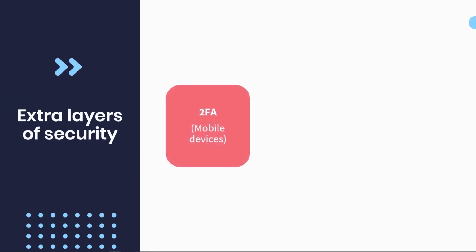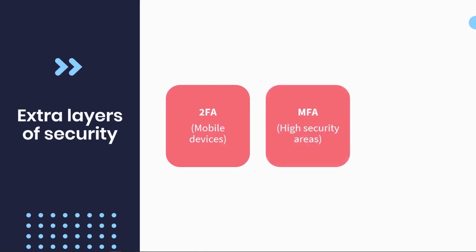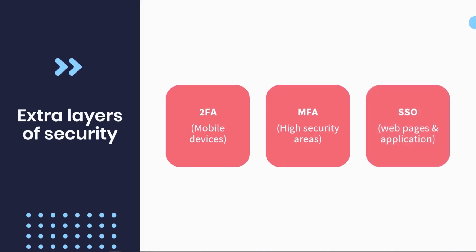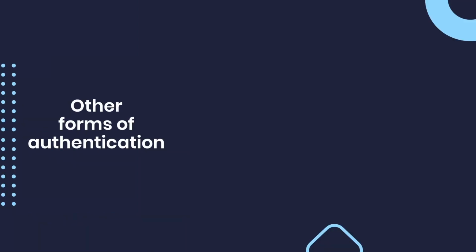So, what are these extra layers of security that can be added to the system? These include two-factor authentication or 2FA, which is electronic authentication such as mobile devices to approve the user on web pages and applications. Multi-factor authentication or MFA, electronic authentication mostly in areas where high security is required, such as in banking environments and government agencies. And then you have single sign-on or SSO, electronic authentication to authenticate the user on web pages and applications.